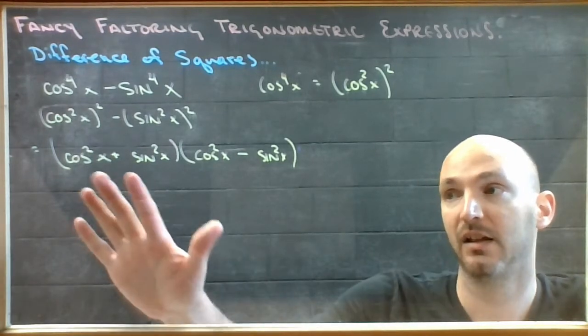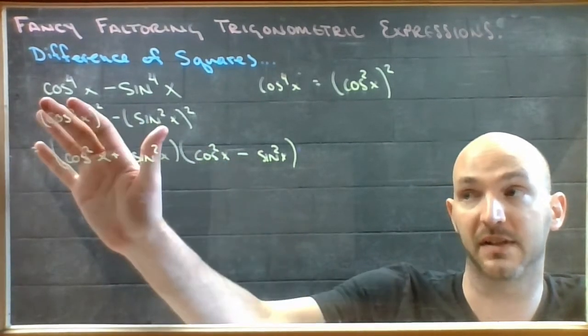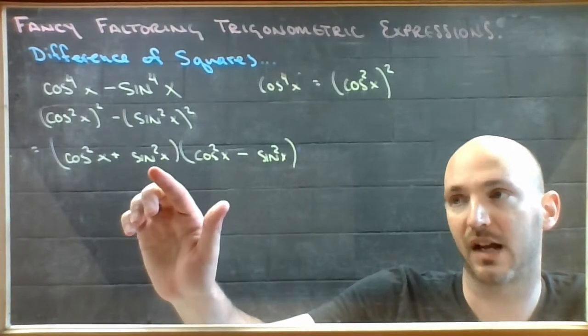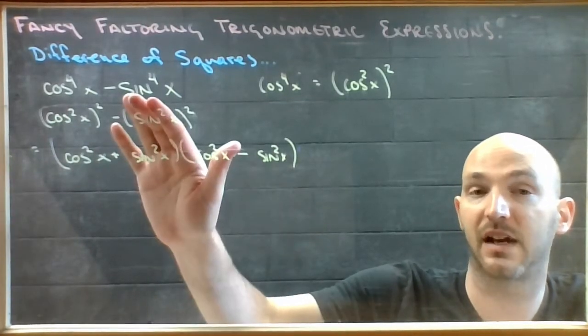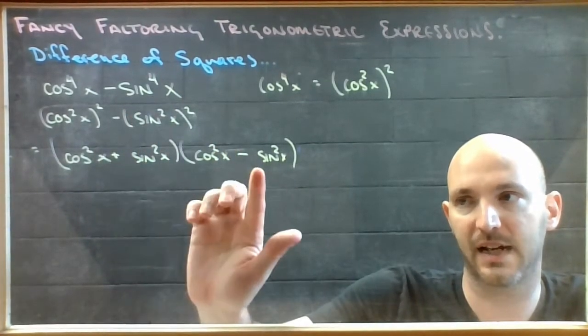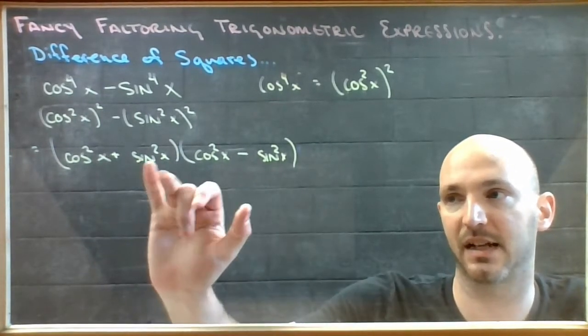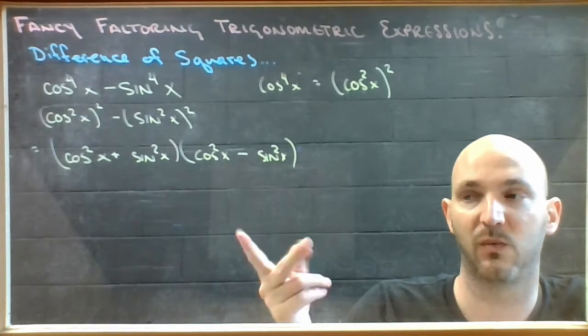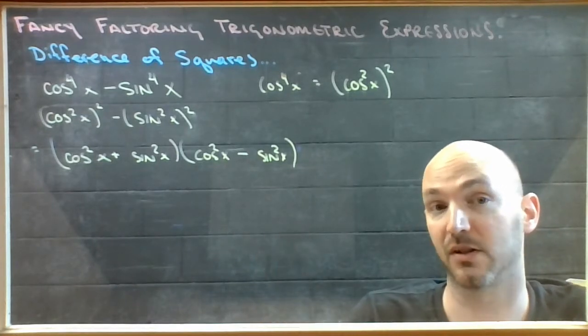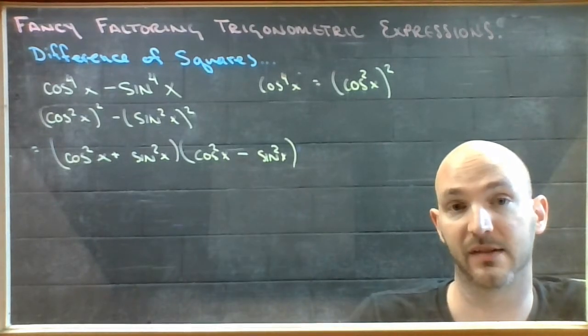And if you check it, cos squared times cos squared is cos to the power 4. Sine squared times sine squared is sine to the power 4. And because I have a mismatch on the signs, my cos squared x sine squared x and my sine squared x cos squared x, one will be plus, one will be negative, so the cross terms go away. So that factoring is complete.